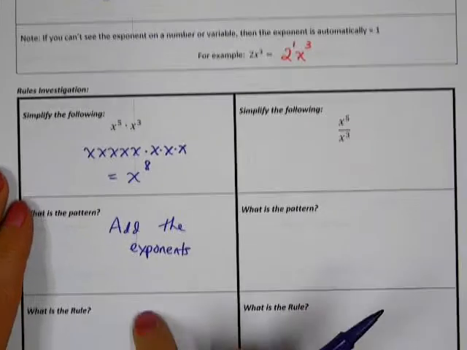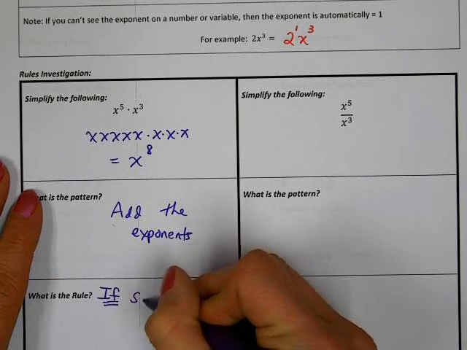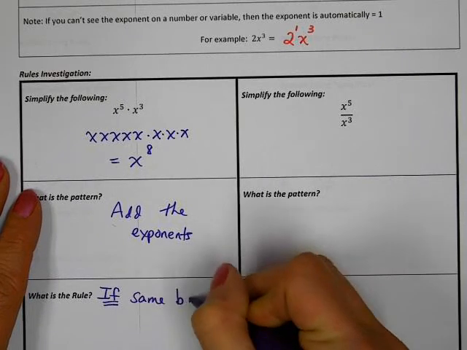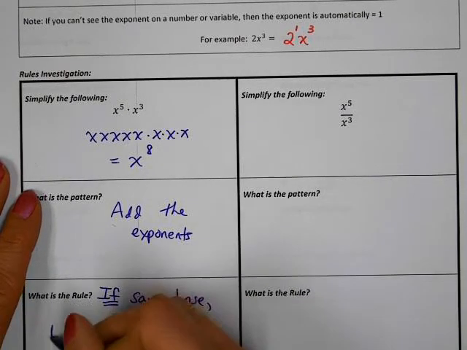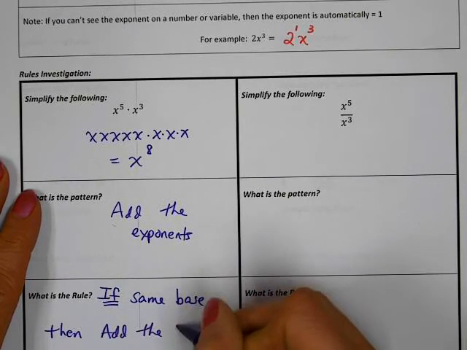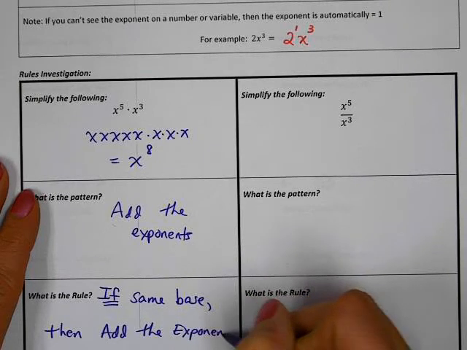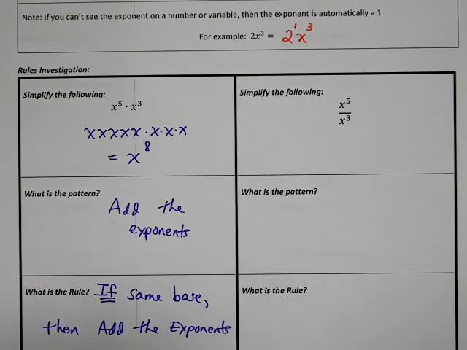And what's the rule? If the same base, then add the exponents.